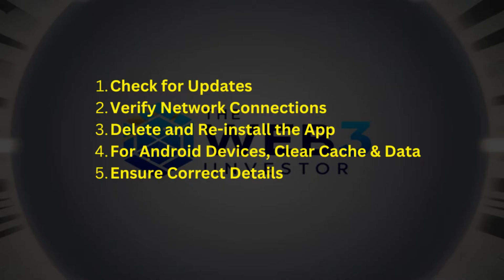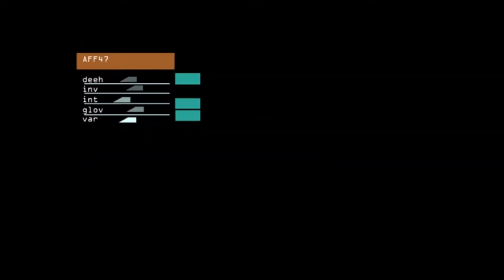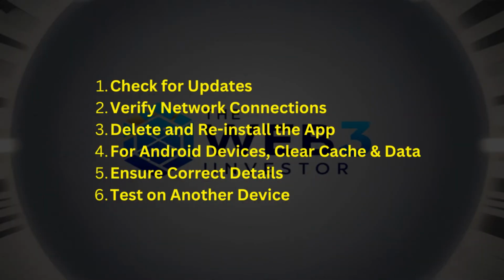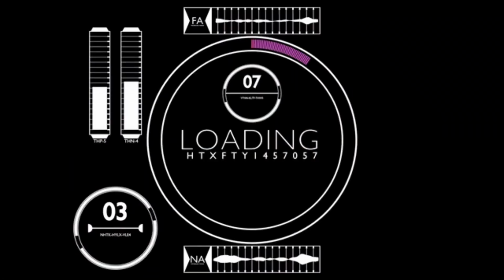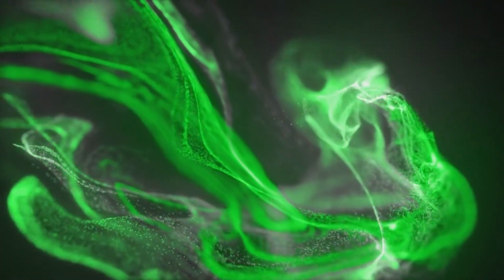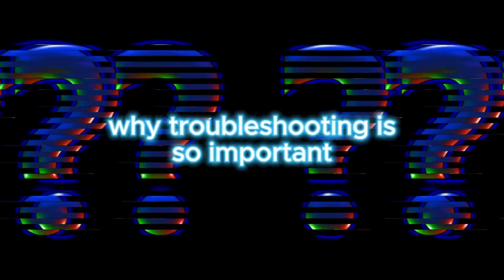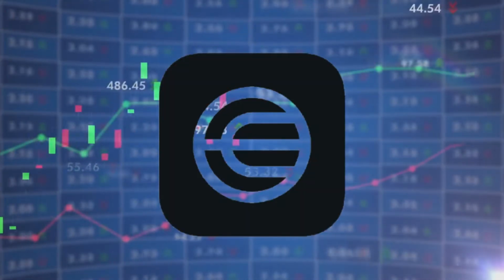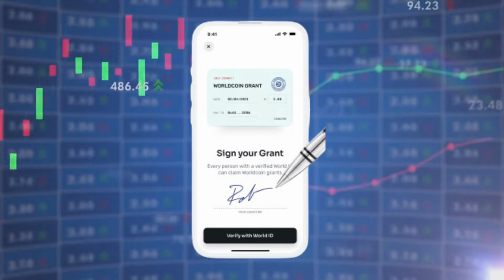Ensure correct details. Double-check the phone number, email, or other credentials you are using to recover the account. Errors in input may lead to failed recovery attempts. Test on another device. If you suspect device-specific issues, try logging into your account using another device. Why is troubleshooting so important? These steps help identify whether the problem lies with the app, your device, or the recovery information you're using.